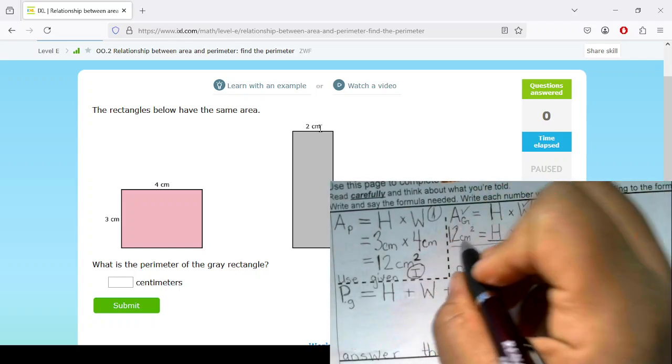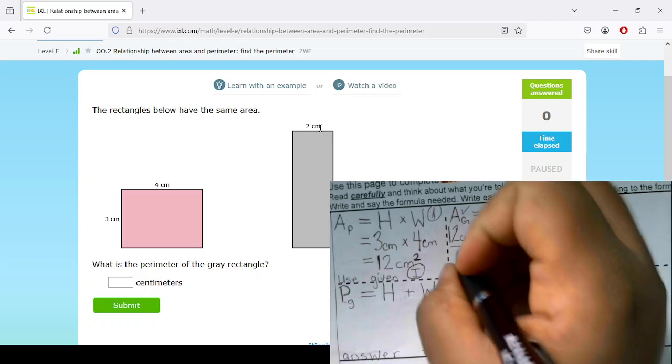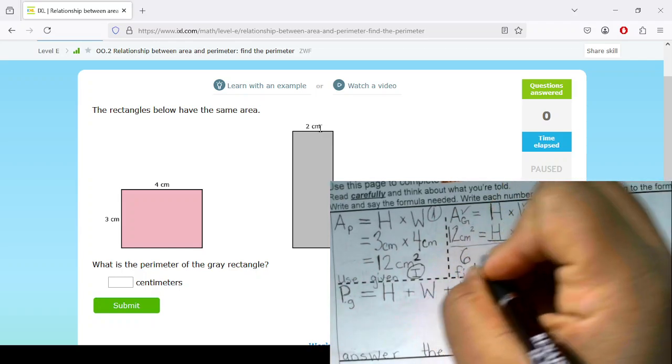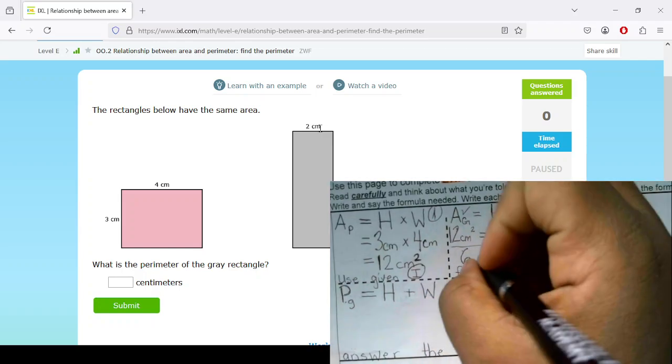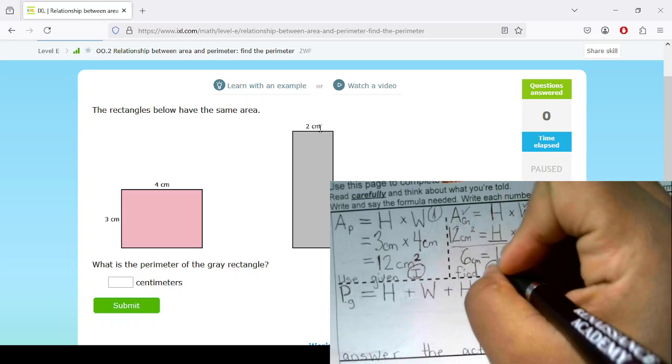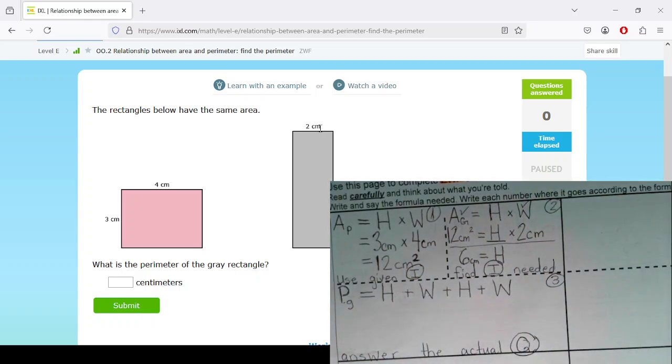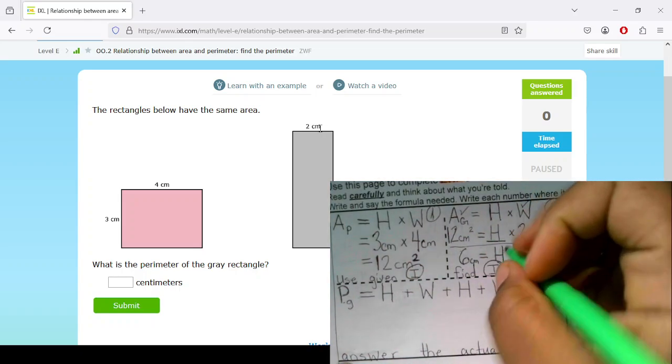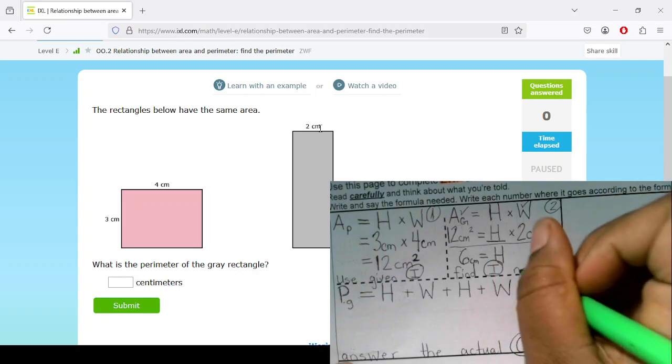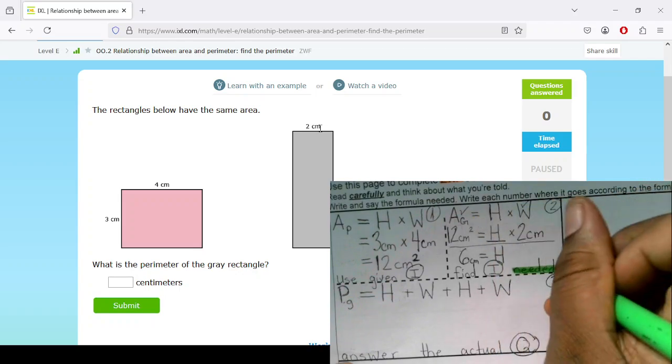So 12 equals what times 2? 12 is equal to 6 times 2. So 6 centimeters is equal to the height. So now I have the height that I need. This was the information needed.